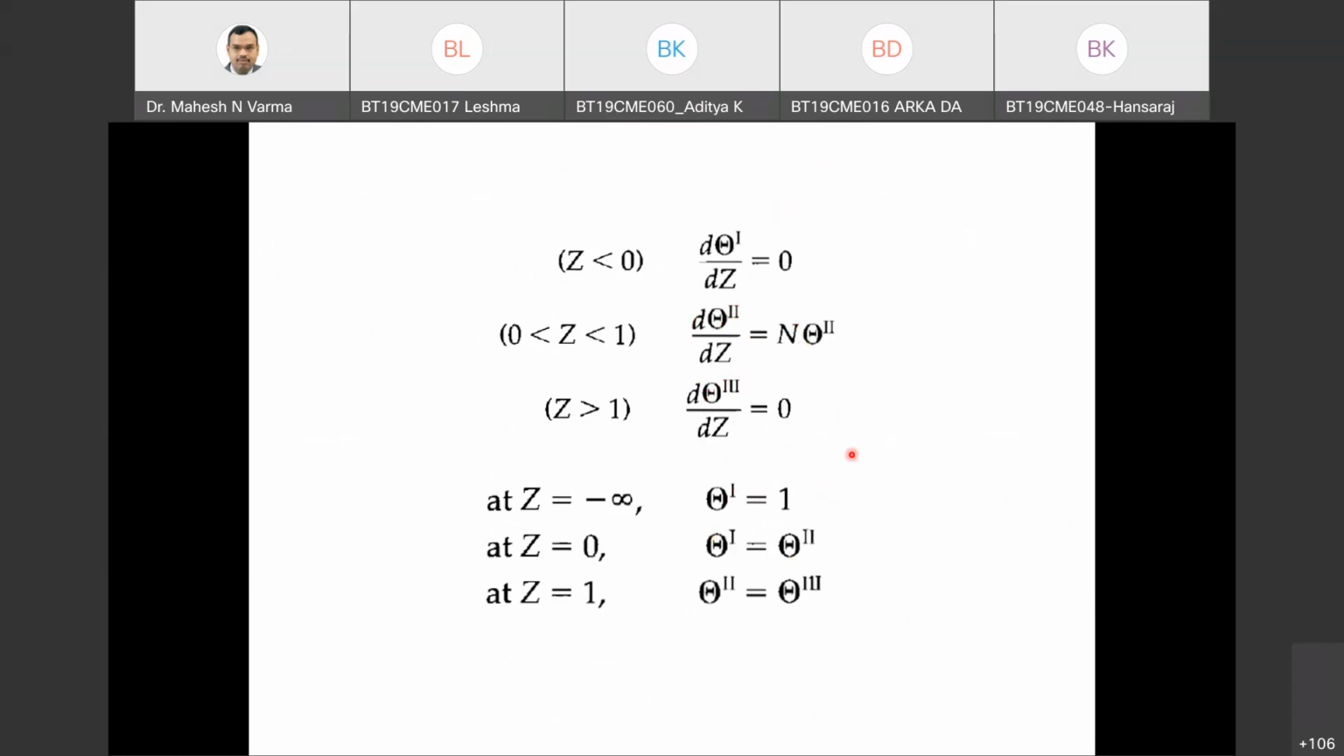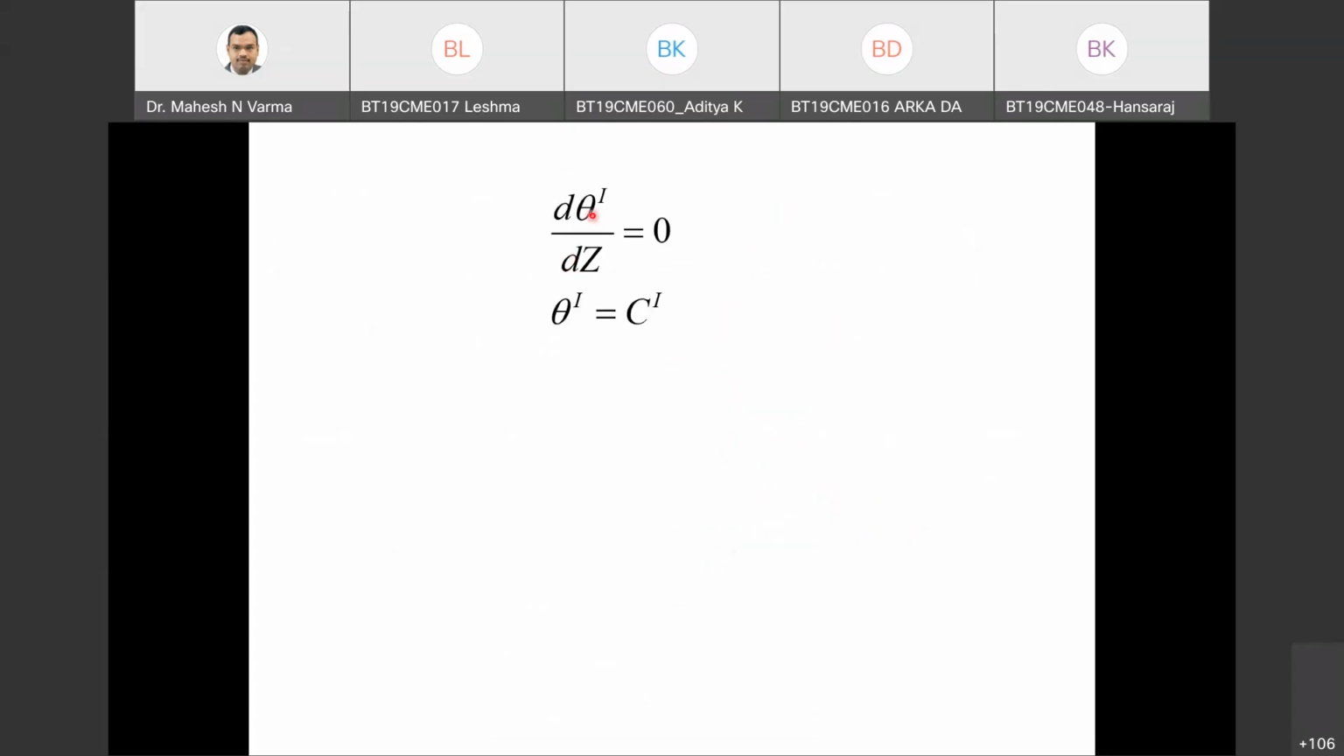Anybody has any confusion over here? Now this can be integrated. The first equation: d theta 1 by dz equals 0, so theta 1 equals c1. At z equals minus infinity, theta 1 equals 1, hence c1 equals 1. So the solution of this equation is theta 1 equals 1, with this boundary condition.